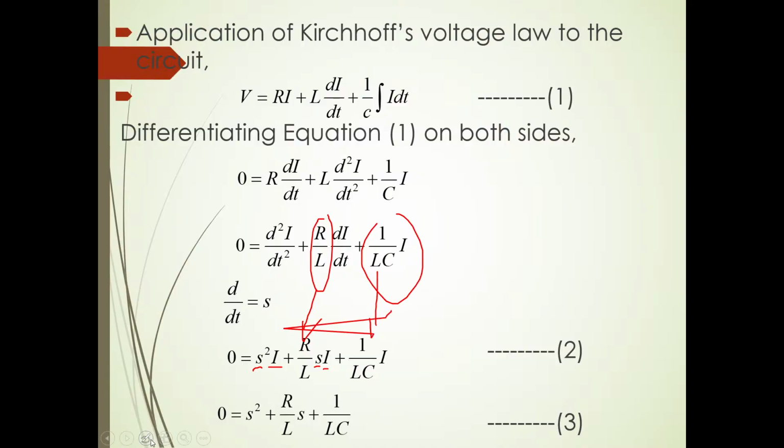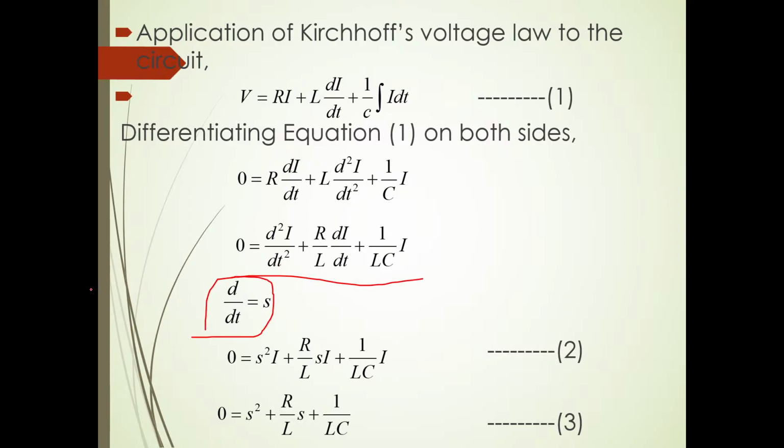In order to simplify the above expression, I have assumed, this is just an assumption, you can write here assuming d by dt equal to s, or let d by dt is equal to s. If you replace d by dt with s, you will get this expression number 2. So what is this expression? 0 is equal to s square I plus R by L s I plus 1 by LC I.